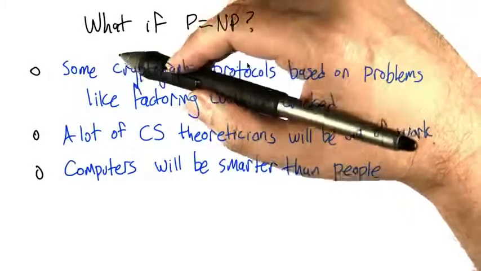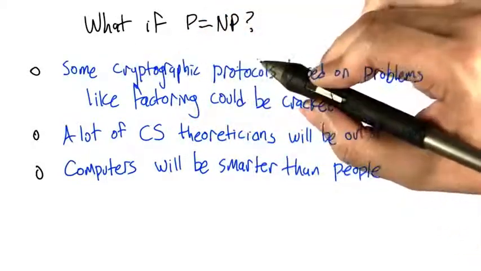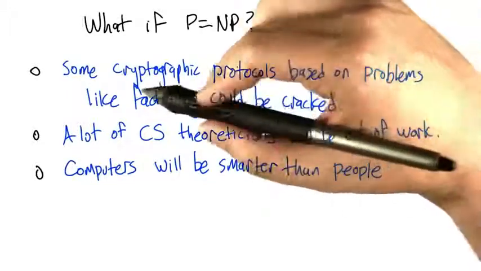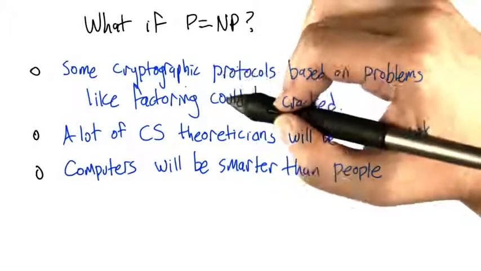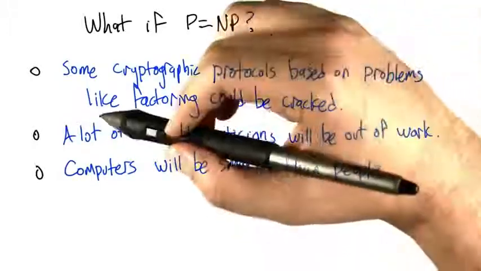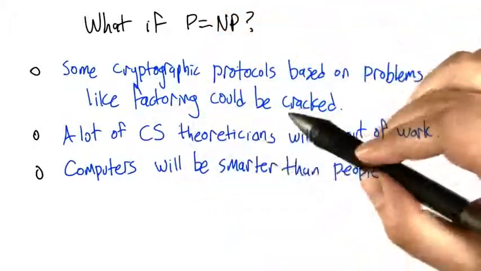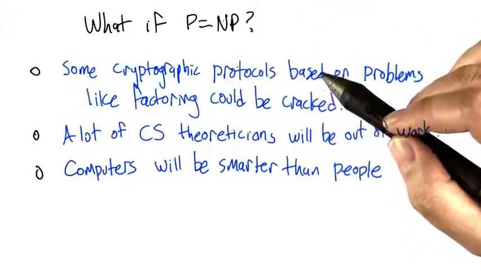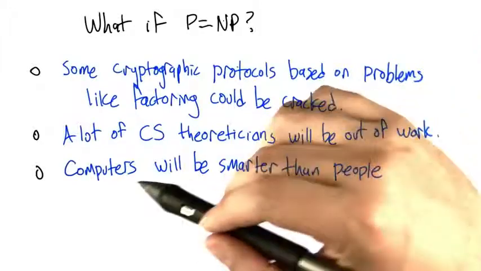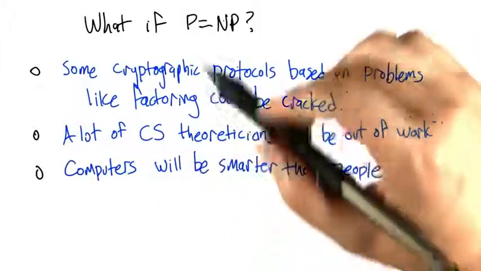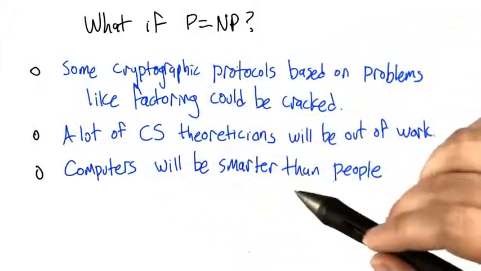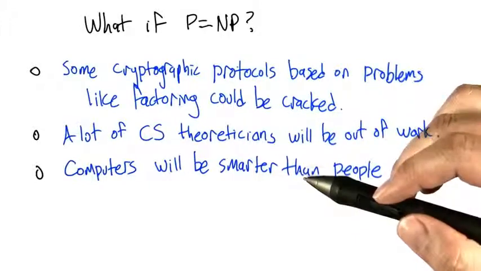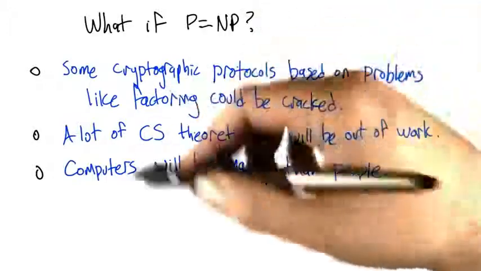So one possibility is that cryptographic protocols, so things for keeping secrets and encrypting data that are based on problems like factoring that are in NP, could be cracked. Another is that there's a whole lot of computer science theoreticians who will suddenly be out of work because they will no longer be having to think about this problem. Another possible outcome might be that with P equal to NP, that means that computers will be smarter than people. They'll be able to solve problems fast that people can't. So I don't know, just tell me which one you think is true.